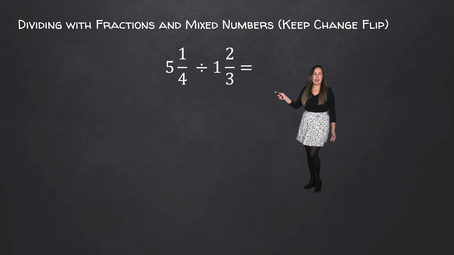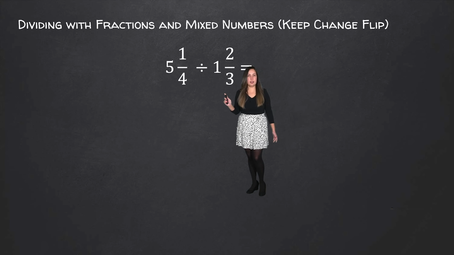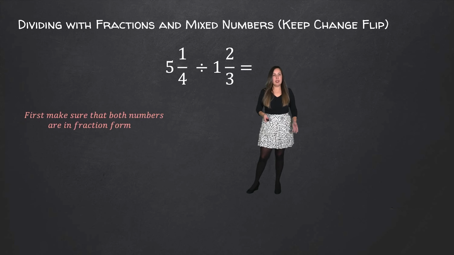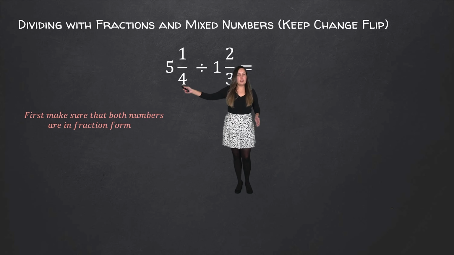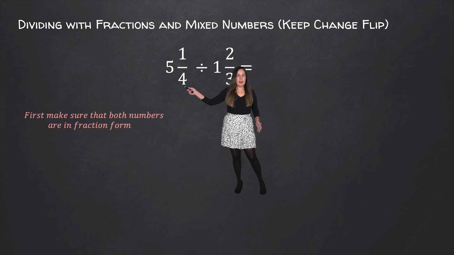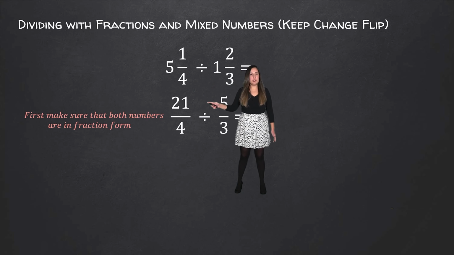Here we have our final example, which is 5 1/4 divided by 1 2/3. Now notice here that we have two mixed numbers, so we have to take our mixed numbers and write them in fraction form, meaning we don't want the whole number, we just want a numerator and denominator, so we're going to take these two and write them as improper fractions. So 5 times 4 is equal to 20, plus 1 is equal to 21.